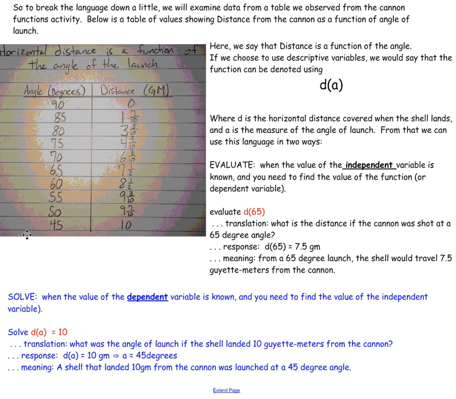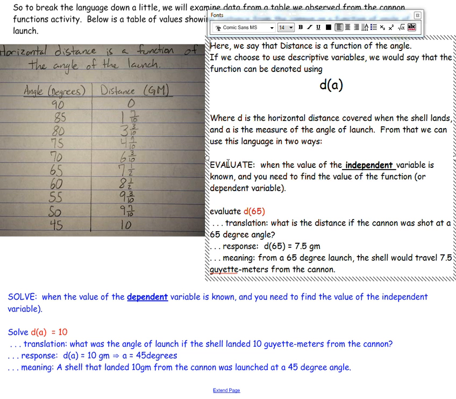Put this in more context. Here we have a function that we talked about with a cannon. The angle that the cannon was fired determined the distance from the cannon where the shell would land. So here we have a bunch of different angles and a bunch of different distances from the cannon, and there we can then say that the distance from the cannon is a function of the angle of launch. There's two different kinds of ways that we could ask questions using this function notation. The first way is the evaluate kind of question, which evaluate means find the value of.